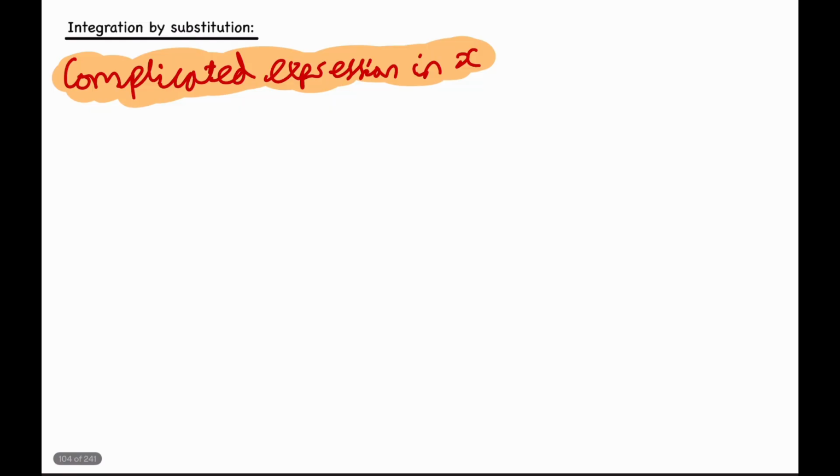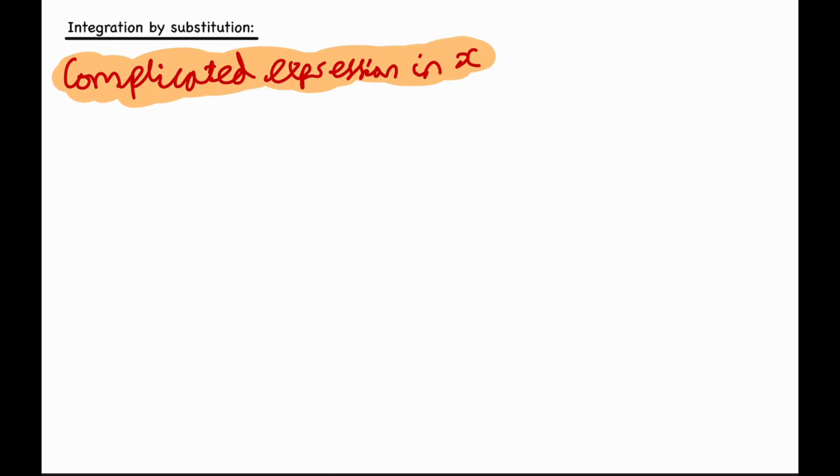Let's move on to integration by substitution. Remember when I talked about the reverse chain rule, that I didn't really like it and I preferred a different method called integration by substitution. This is a really lovely method. I love this method so much.